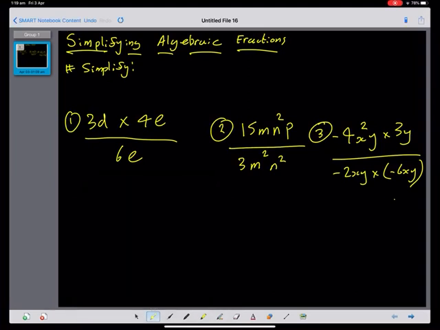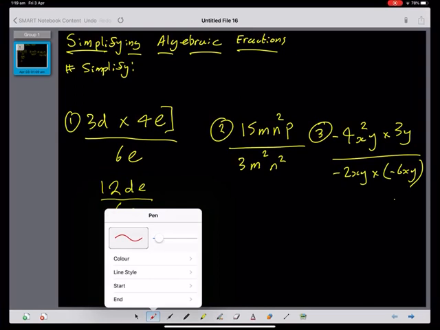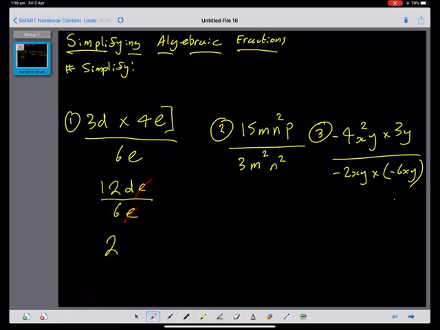Okay, so let's look at the solution. Okay, let's do the numerator first. The numerator is the top part of the fraction, which is here. 3 times 4 is 12. D times E is written DE in maths. And we're over 6e. Okay, 12 divided by 6 is 2. And we can cancel the e's. When we cancel, we mean we're actually dividing. E divided by e is 1. So we're just left with d.